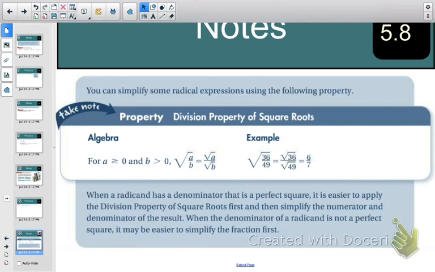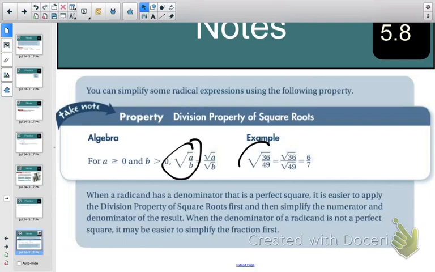Okay, so an important concept here is that when you have a fraction inside of a radical, remember that's not simplified. But what you can do is rewrite it so that you take the square root of the top over the square root of the bottom. So you just split the square root up into two different ones.